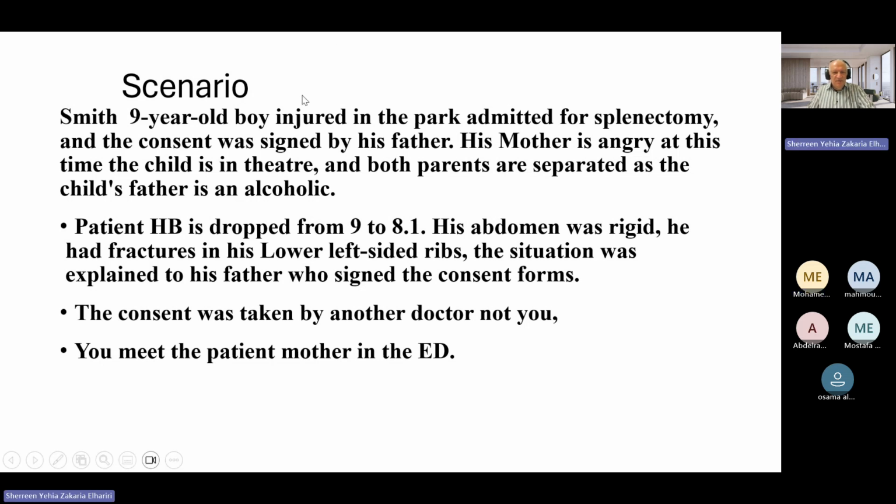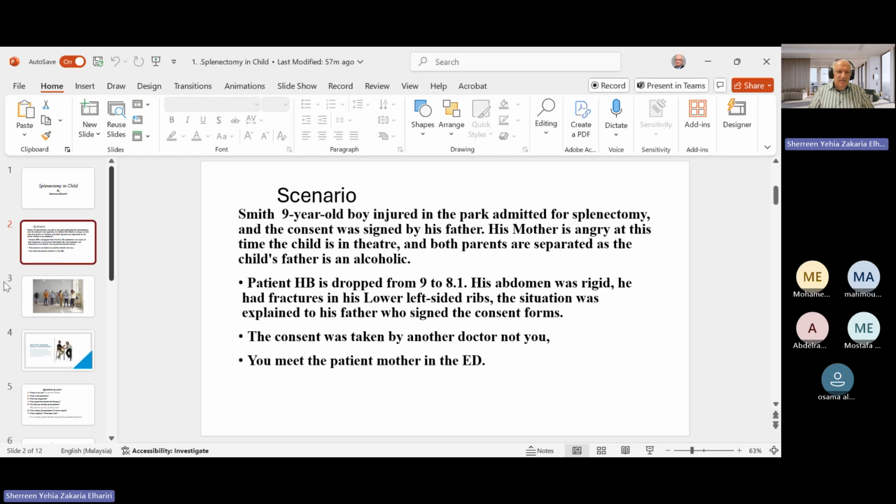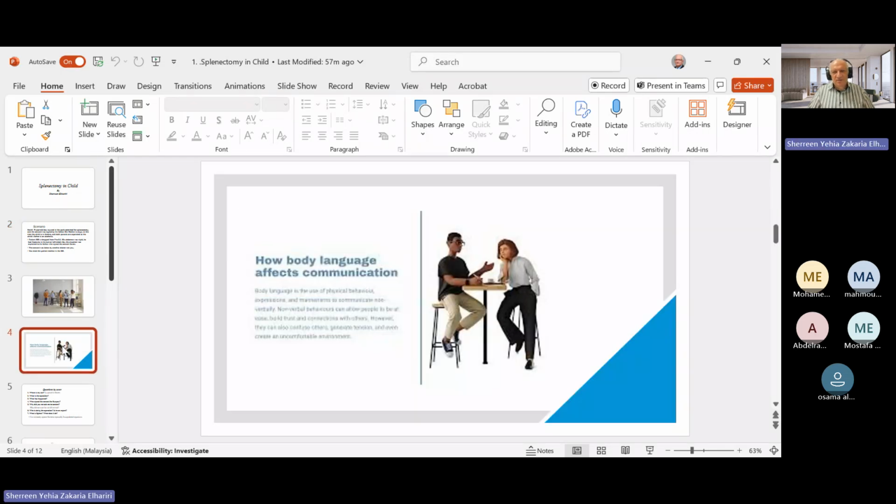So usually when you enter, the patient is standing and shouting to you, where is my baby? Where is Smith? She's shouting, she's standing. She's not sitting down. So what are you supposed to tell her? Where is my baby? Take me to my baby. Take me to Smith. What shall you do?